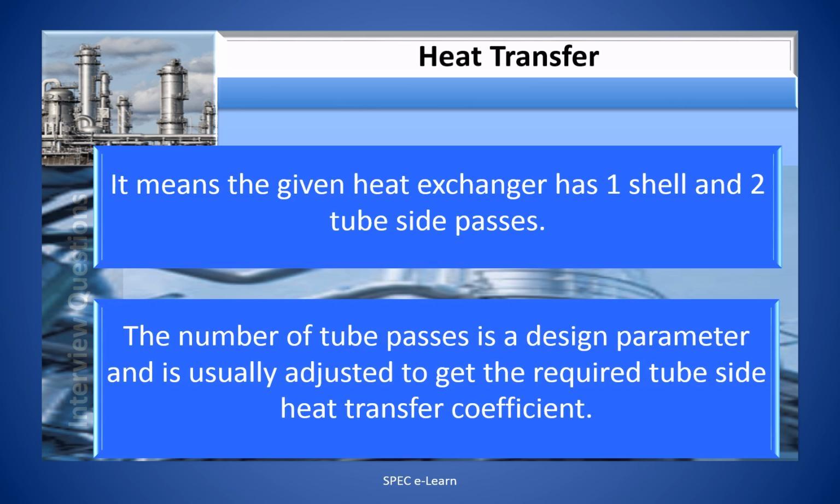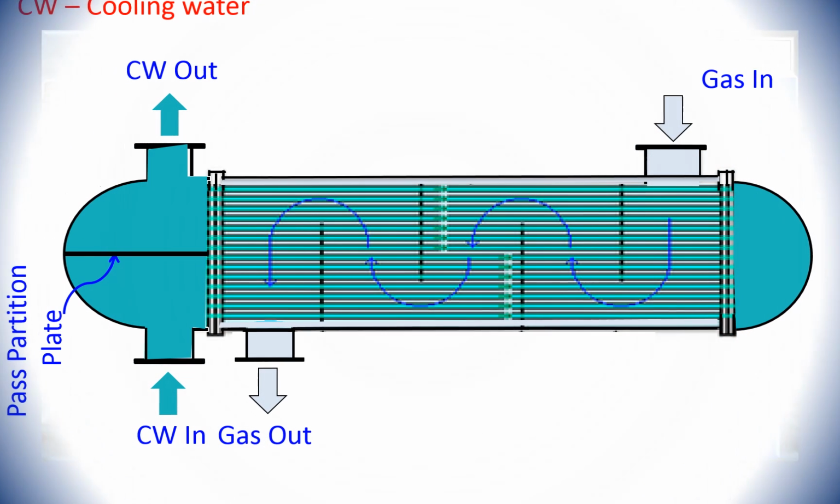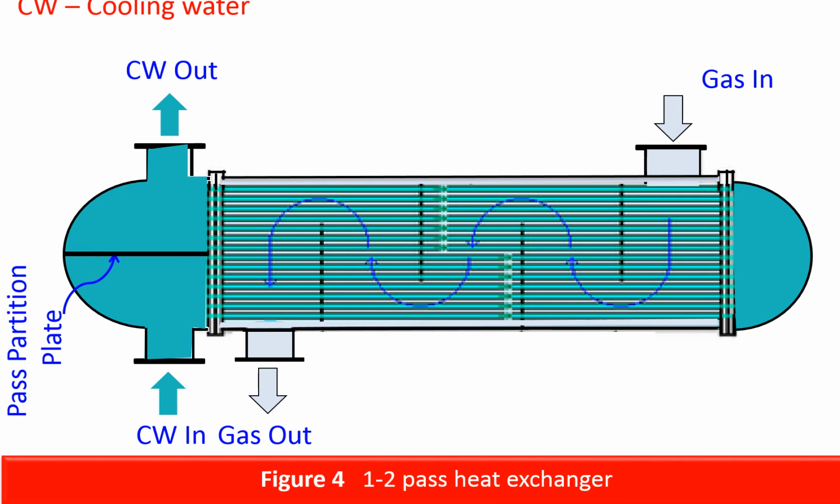The number of tube passes is a design parameter and is usually adjusted to get the required tube side heat transfer coefficient. Illustrated in this figure is a 1-2 pass heat exchanger. Observe the pass partition plate. It provides two passes on the tube side. On the shell side, there is a single pass for the fluid.